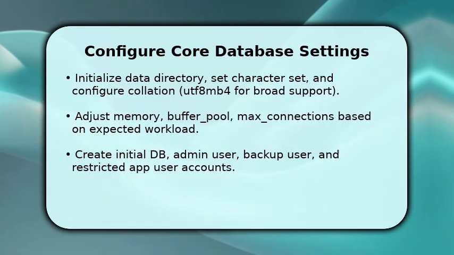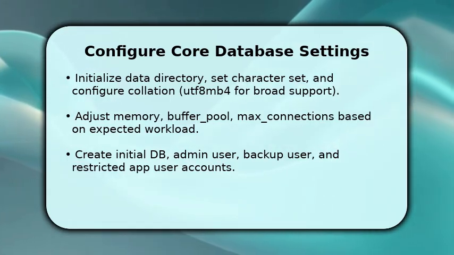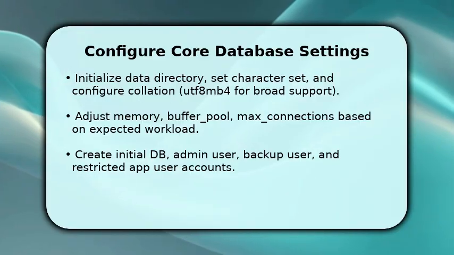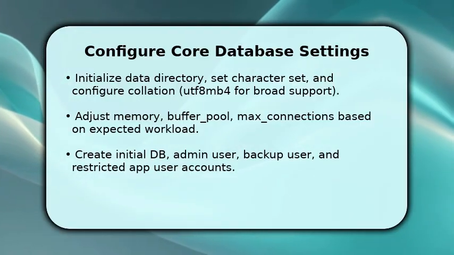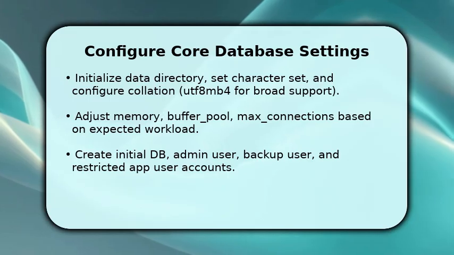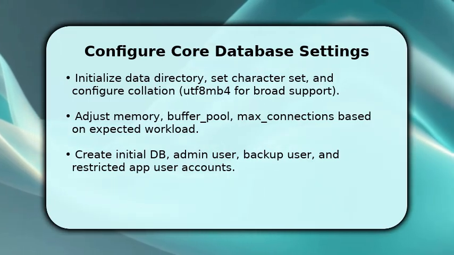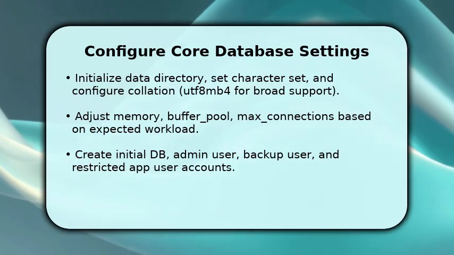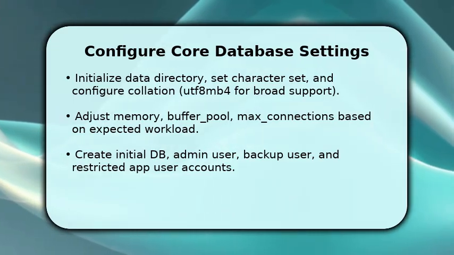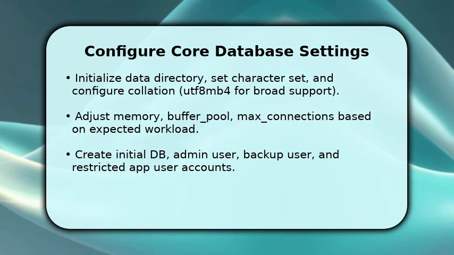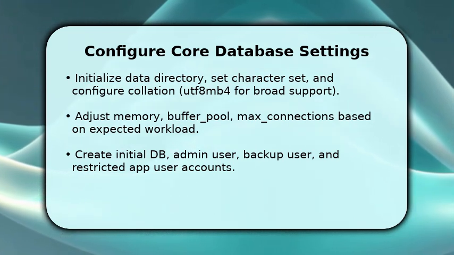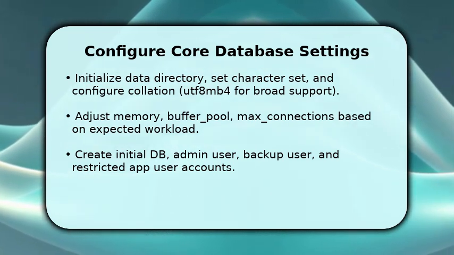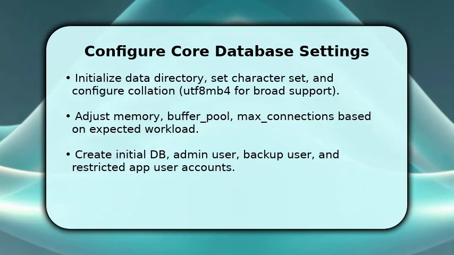You then tune core settings: allocate buffer pool or shared buffers, set query cache or work mem conservatively, and set max connections to match typical concurrency. After tuning, create the initial database, an admin user for management, a backup user with read-only access, and a restricted app user with only needed privileges. These steps establish performance and security baselines before going live.